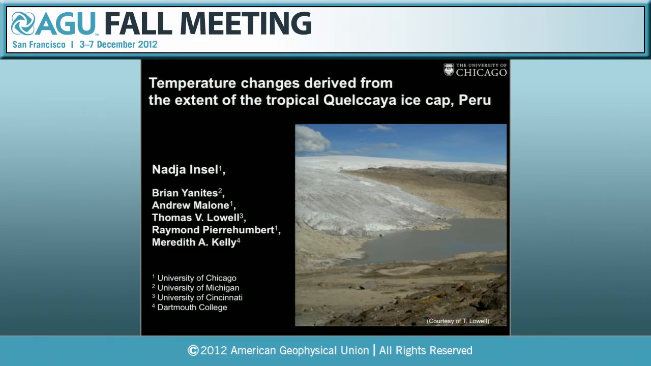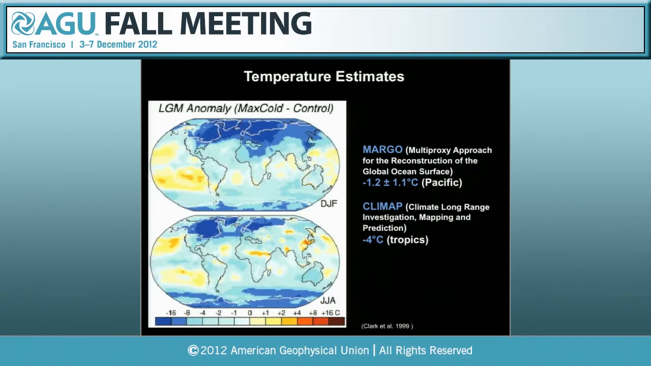Good afternoon. So I will talk about changes in the tropical temperatures over the last 17,000 years based on the extent of the Quelccaya ice cap in Peru. Generally, reconstructing surface temperatures from relatively stable periods in the past, such as the last glacial maximum, here LGM, represents a very important means of constraining climate sensitivity and evaluating model simulations.